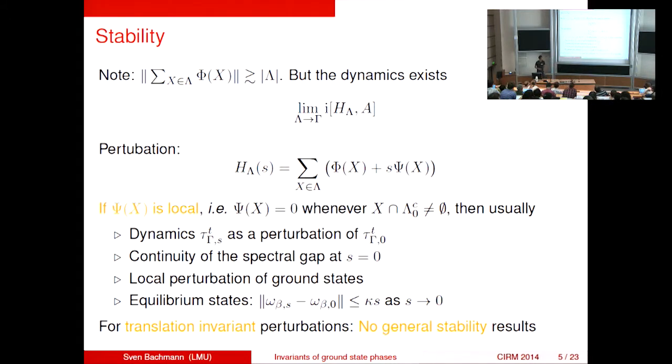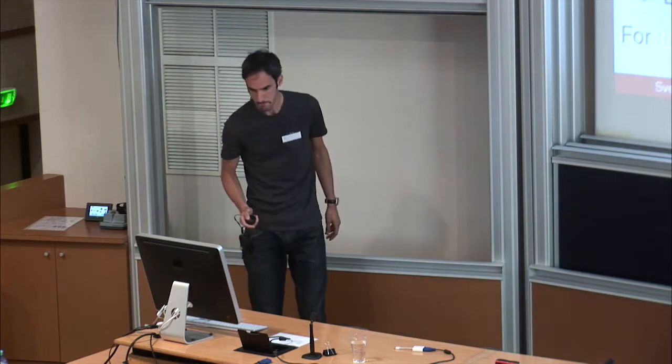Okay? Because this perturbation, in a sense, is never small, because it always lives everywhere. Okay? And so, although there are some restricted results, that's usually called stability. And in particular, there's no result about the spectral gap, about the continuity of the spectral gap as a function of S. Okay? Good. Although this is precisely what I'm interested in.